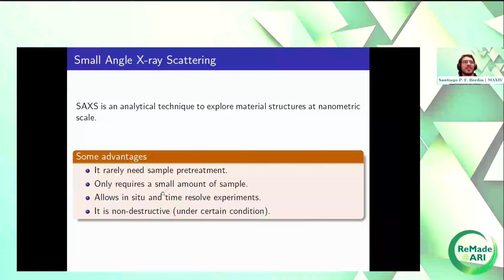That is not destructive to the sample. You can continue to use this sample or study with another method. Here I have to do the clarification that this is under certain condition, because now with the 4th generation synchrotron, some samples, like more biological or organic, can have radiation damage. So you have to control this before measuring if you want to use your sample for another experiment.